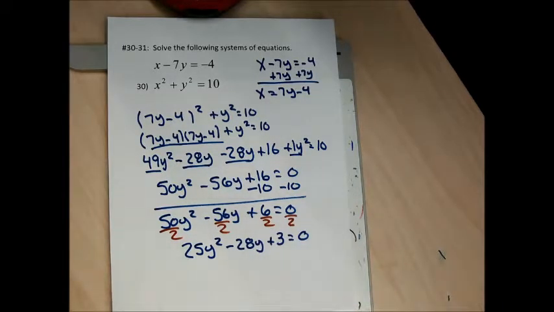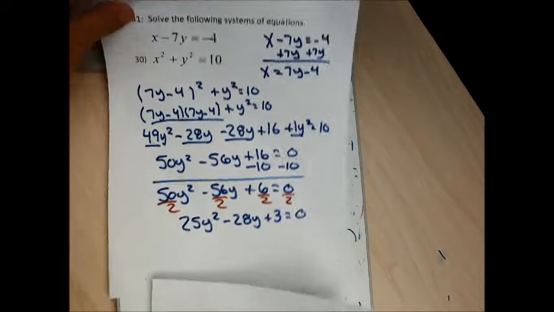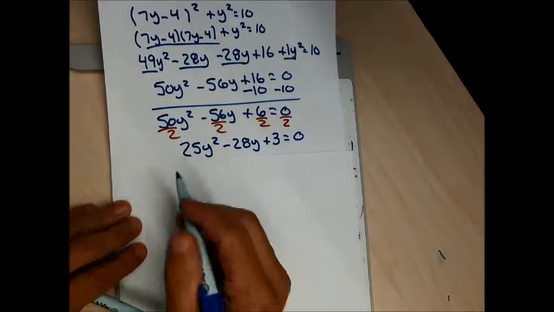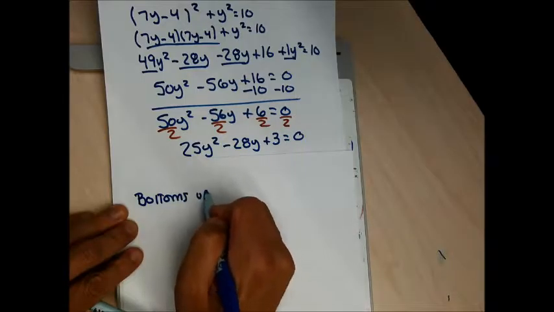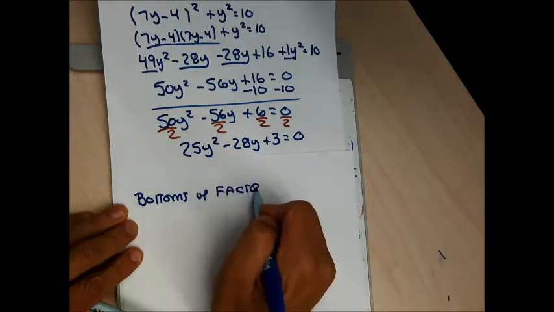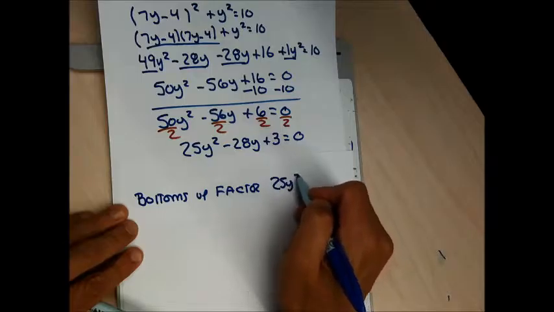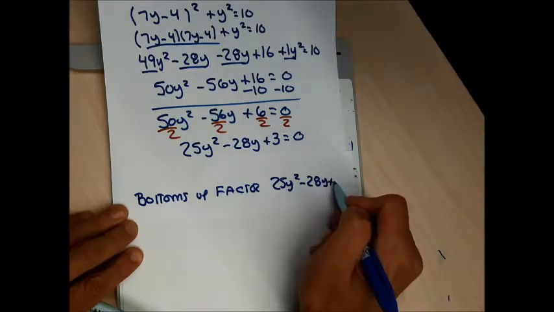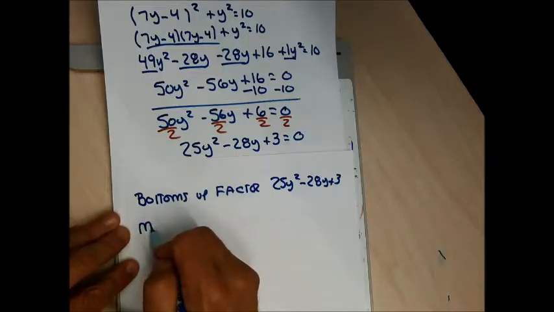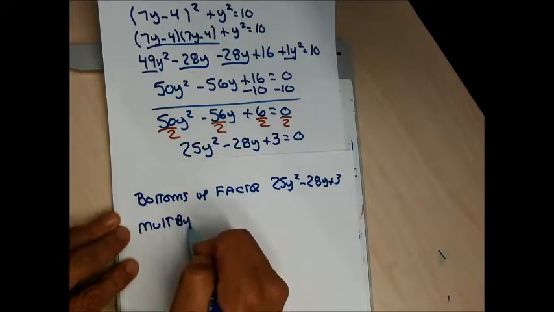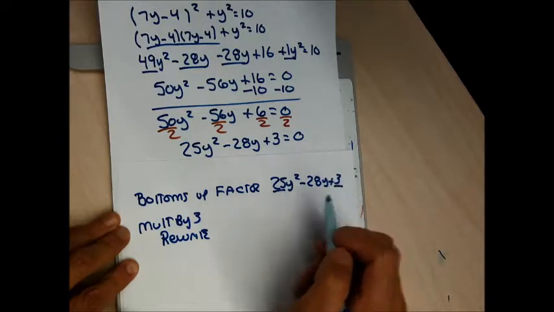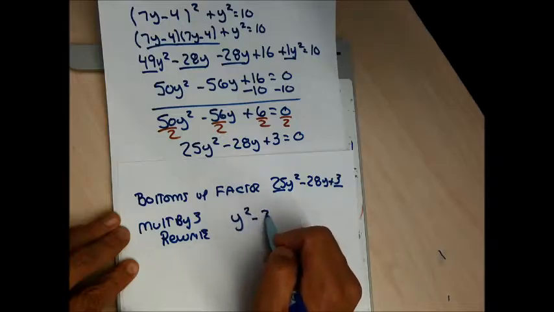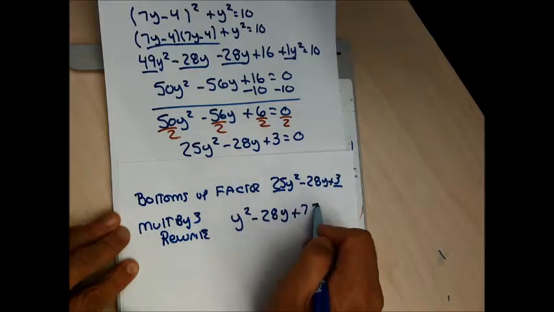And I'm going to factor this using bottoms up factoring because it's a lot easier for me to factor than using the quadratic formula. So I'm going to do this off on another sheet of paper. I'm going to bottoms up factor the 25y squared minus 28y plus 3. First step, multiply by 25 and rewrite. So I'm going to multiply those together and get y squared minus 28y plus 75.